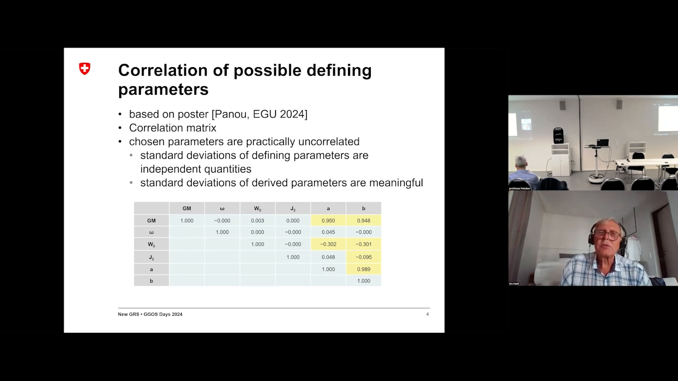Another argument was given by George Banu at the EGU this year. So he set up a correlation matrix of possible defining parameters, and we really see that the parameters that we chose are practically uncorrelated, which is not the case if we would choose a, the semi-major and semi-minor axis, as defining parameters. So they are not correlated, they are independent, and so we can give reasonable values also for the standard deviations of the derived parameters.